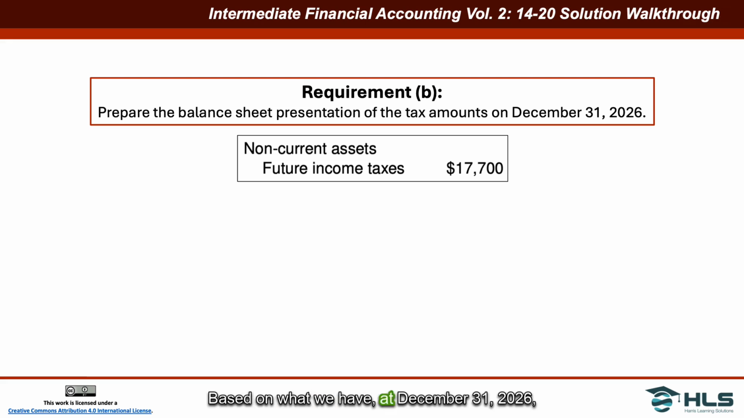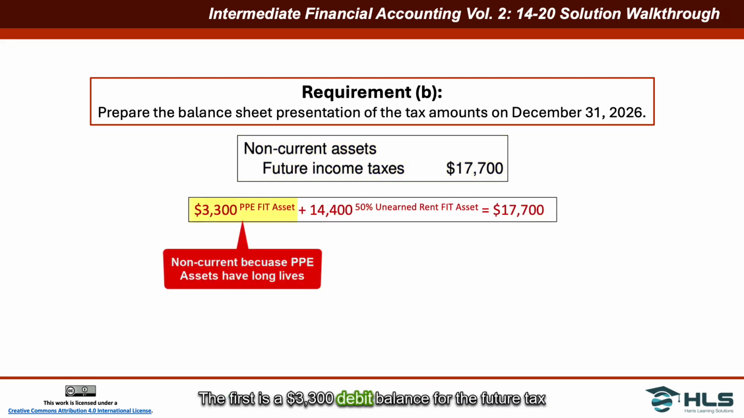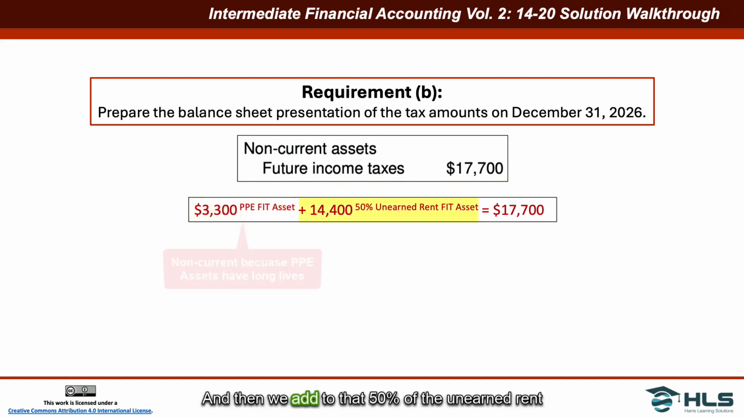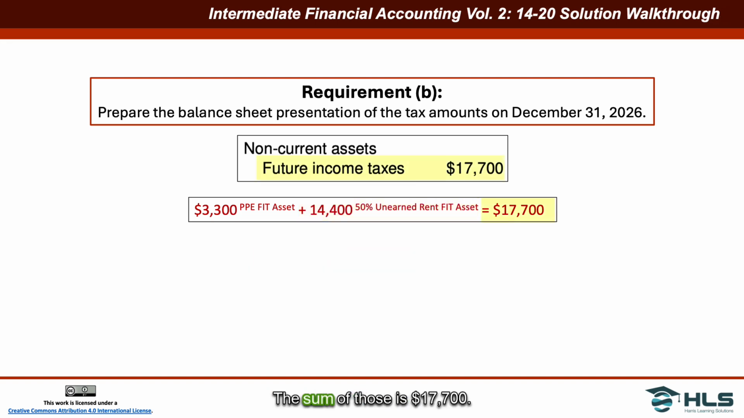Based on what we have, at December 31st, 2026, the company will show a non-current asset for future income taxes for $17,700. And that's a combination of two items. The first is a $3,300 debit balance for the future tax account for property, plant, and equipment. And then we add to that 50% of the unearned rent future tax asset of $28,800. So 50% of that is $14,400. The sum of those is $17,700.